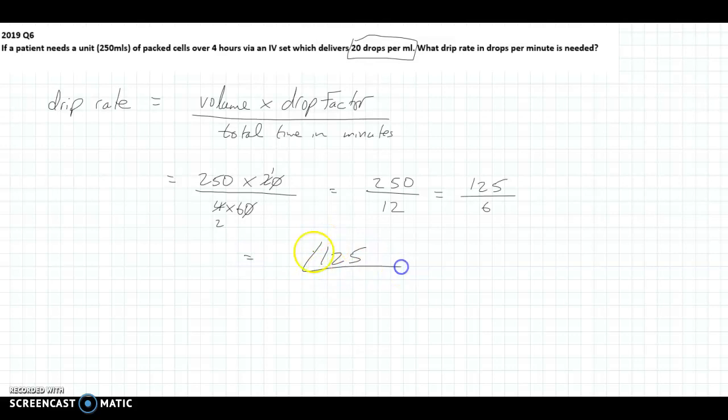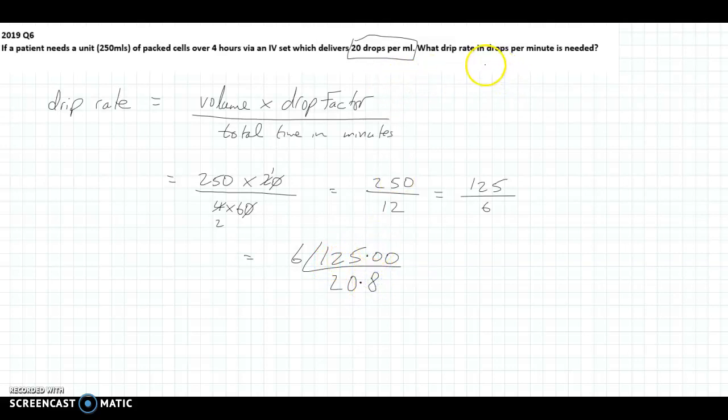125 divided by 6. 6 into 1 doesn't go, 6 into 12 goes twice. 6 into 5 doesn't go, down to 0. Now we need a decimal point and a few zeros here. 6 into 50, decimal point there. 6 into 50, 6 eights are 48, so it goes in 8 times.